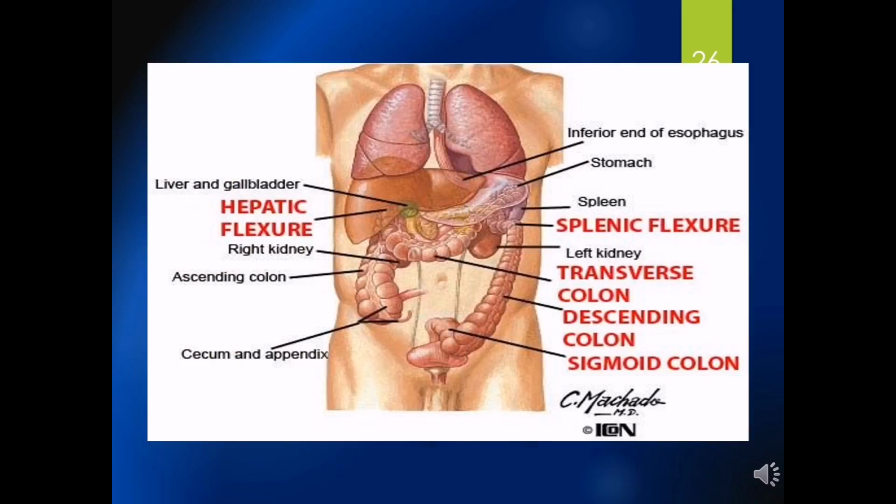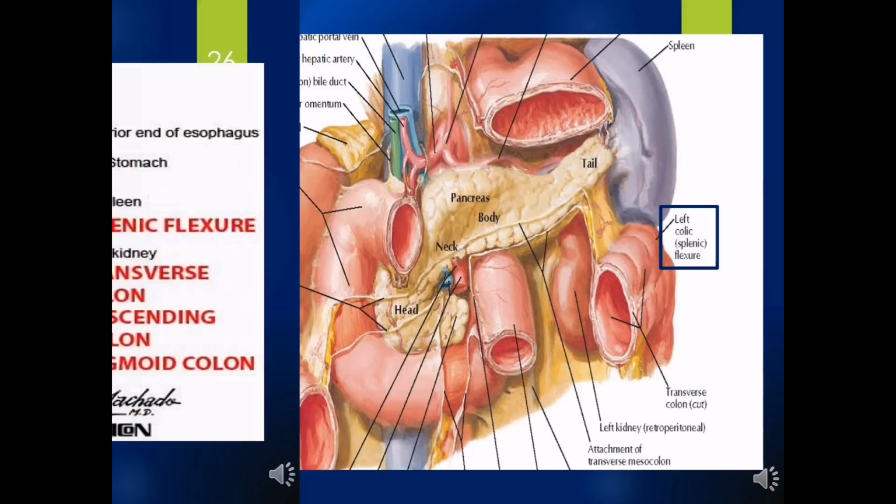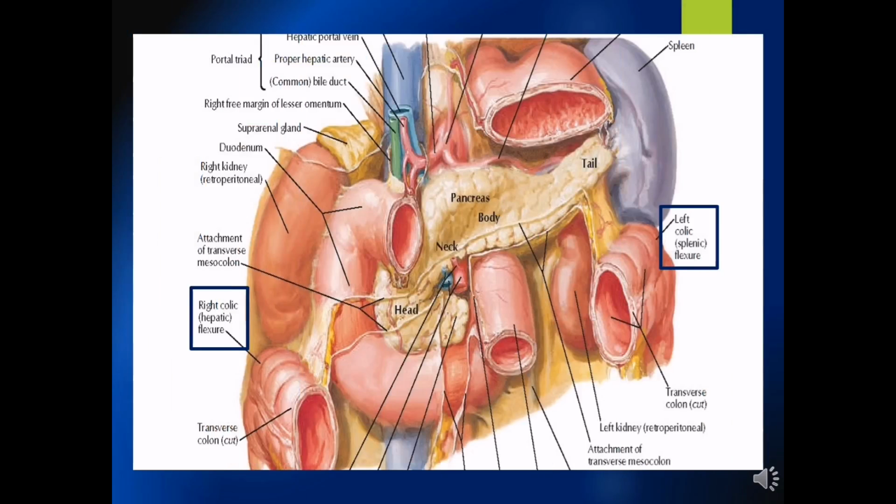Here in this picture, you can clearly identify the hepatic flexure and splenic flexure, and you can see the relations between other abdominal organs to these flexures. You can see here that the hepatic flexure is lying little bit down to the splenic flexure, because here lies the liver. Due to the liver, the hepatic flexure lies little bit lower than the splenic flexure.